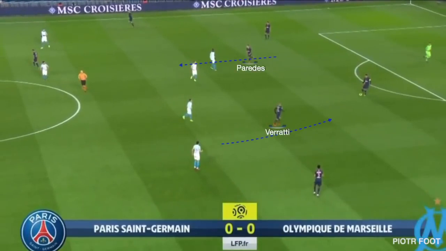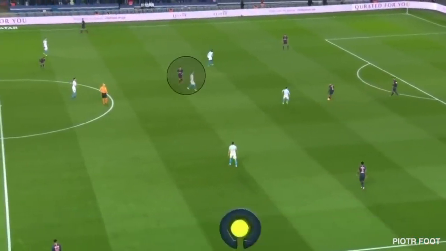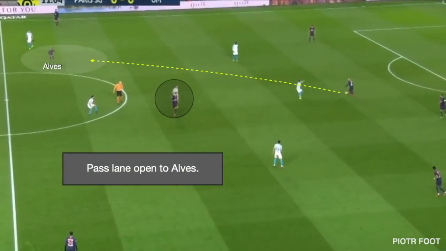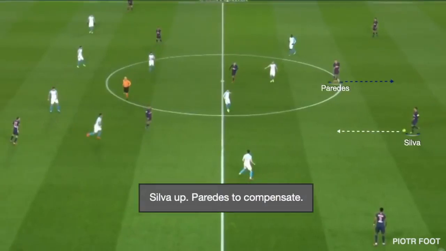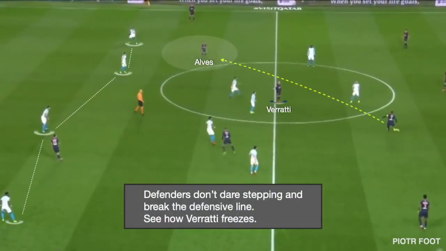Classic Paredes-Verratti switch. And there you see Paredes takes advantage of the man orientation to free a good pass lane forward. Not used by Verratti. Paredes to compensate for Silva's position. Look how Verratti freezes to keep the pass lane open. And defenders don't dare stepping out and break the defensive structure.